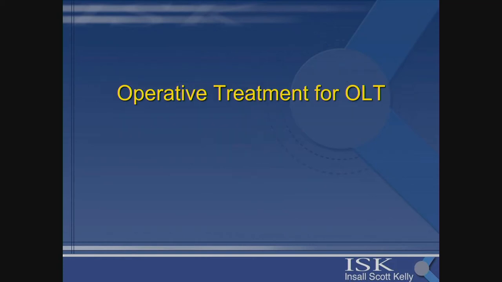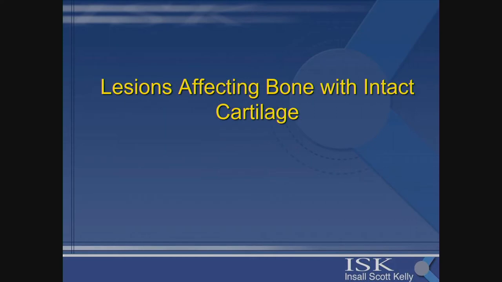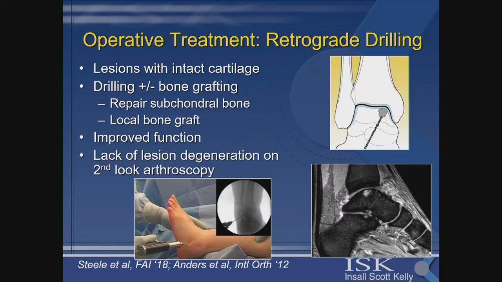That being said, a lot of times these lesions go on to require operative treatment. So when I look at this, I see how the cartilage is affected and how the bone is affected, and sometimes they're not both affected. If it affects the bone but the cartilage is intact, you can consider a retrograde drilling procedure, as you can see in the top right there, and there are some other guides you can use to help localize. When the cartilage is intact and they have a bony lesion, you consider bone grafting to try and repair the subchondral bone. You can use local bone graft or some of these bone filler substitutes. The literature shows improved function and lack of lesion degeneration. The problem is that 20% of the time, even with fluoroscopic guidance, you can miss the target.